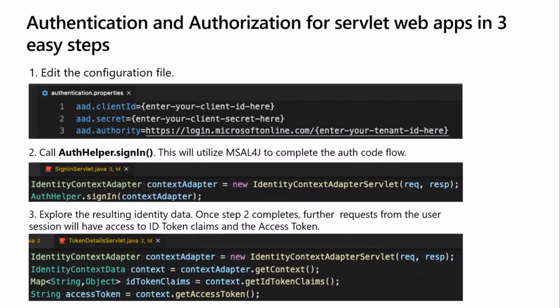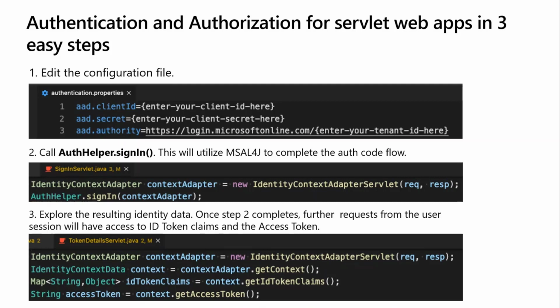So if you're wondering how to add authorization and authentication to your servlet web app using the samples that were just shown to you in the chapter-wise tutorial in the previous slide, it's just 3 easy steps. We open the configuration file, and we populate these 3 settings that you see in step 1 here. In step 2, we just call the sign-in method in auth helper.